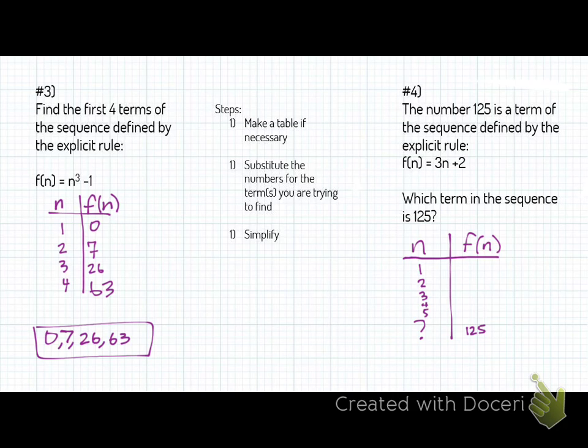Okay, let's put 1 in. Let's put it into our explicit rule. What's 1 times 3, everyone? 3. 3 plus 2 is? 5. Good. Okay, keep going. 2 times 3 is? 6. Good. 6 plus 2 is? Good. Okay, that's great. We keep going, right? But we have to get to 125. Is this going to take a while? Yeah, it takes a while.